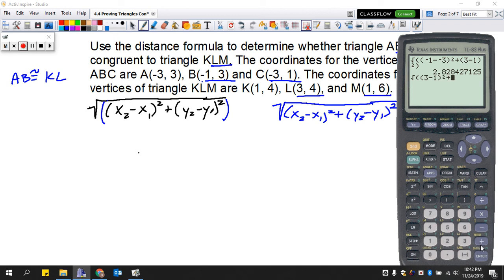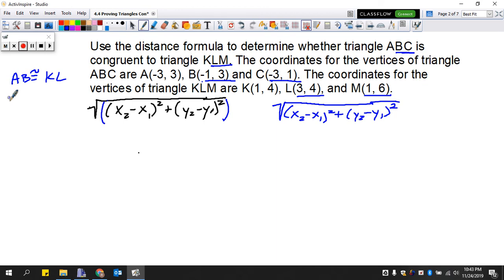plus parentheses 4 minus 6, close parentheses, square it, closing parentheses, and hit enter. And you notice that we end up with exactly the same number. So we can say that BC is congruent to LM.